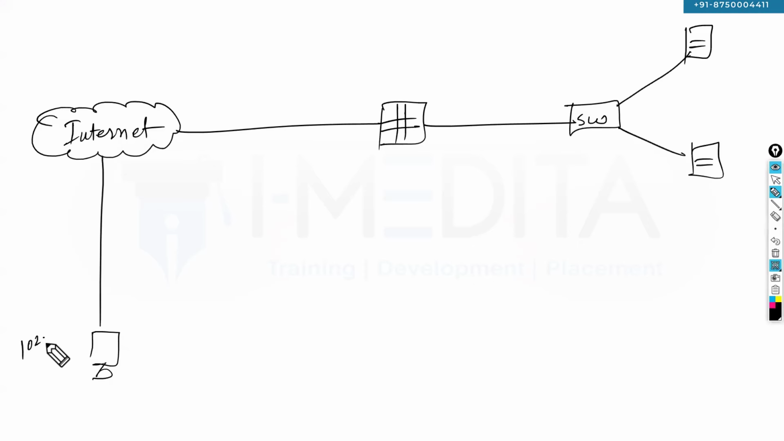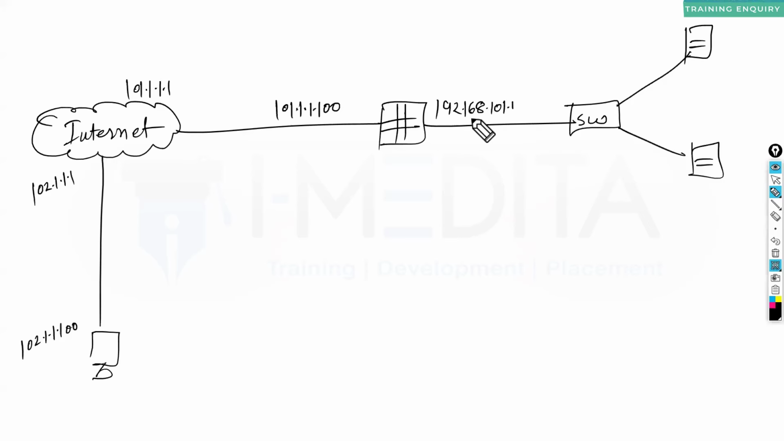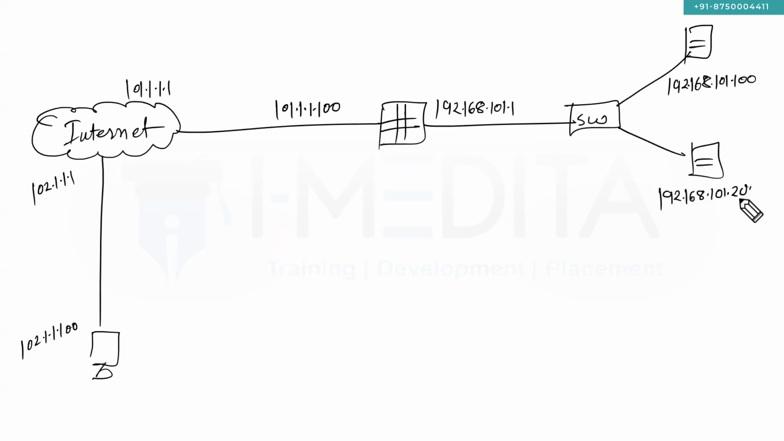This remote user has a public IP like 101.1.1.1 and the firewall has 101.1.1.100. In the private LAN, we can use private IPs like 192.168.101.1 and 192.168.101.100, and 192.168.101.200.